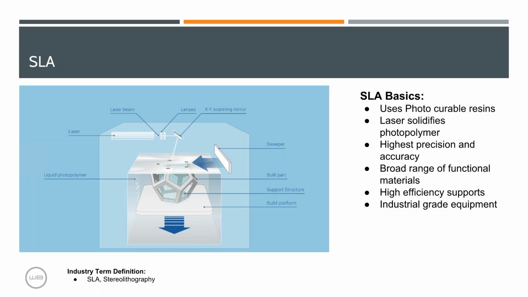What turns the liquid into a solid is actually a laser beam. So the laser beam actually scans the cross-sectional area, and then a sweeper comes over to add a little bit more liquid resin over the top and make sure everything's nice and even, pops it out.